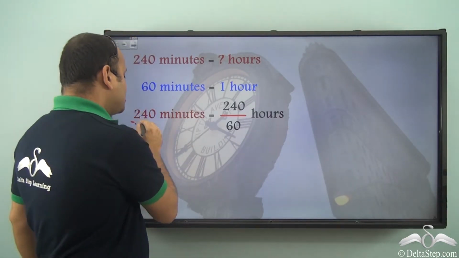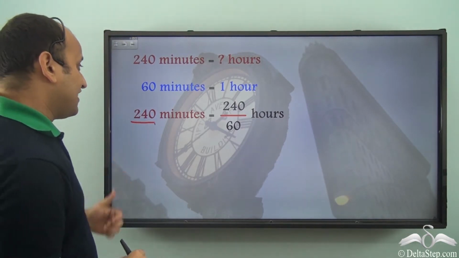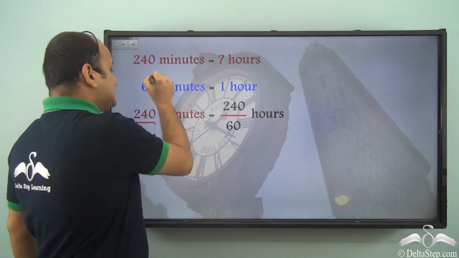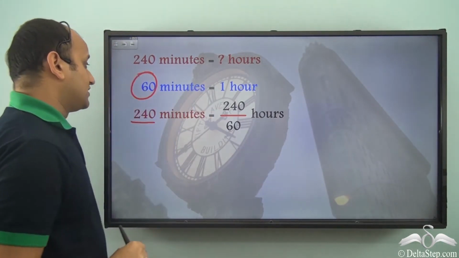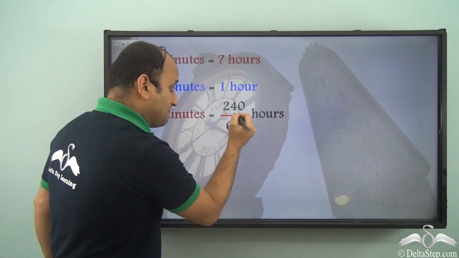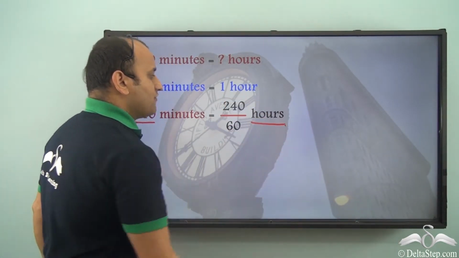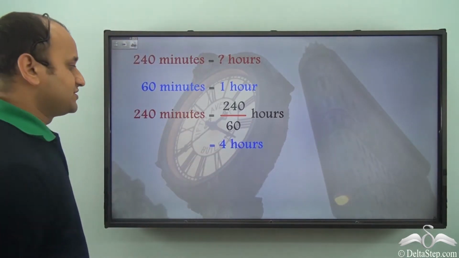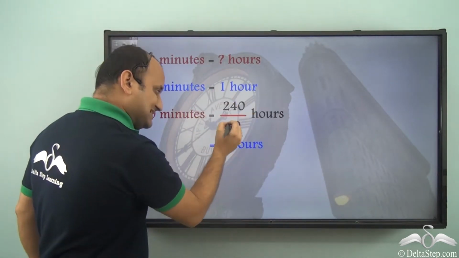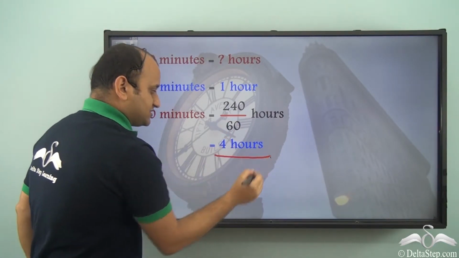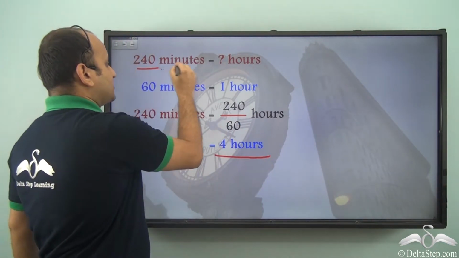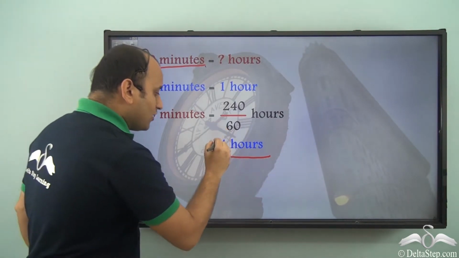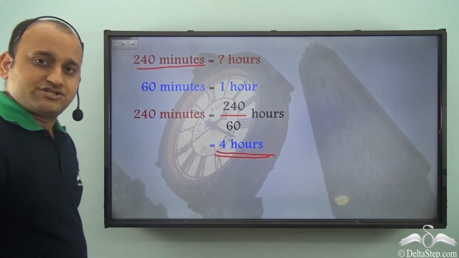Well, we have 240 minutes divided by the conversion, that is 60 minutes is equal to 1 hour. So 240 by 60 hours, which is nothing but 4 hours. So once you divide 240 by 60, you get 4 hours. So 240 minutes is equal to 4 hours.